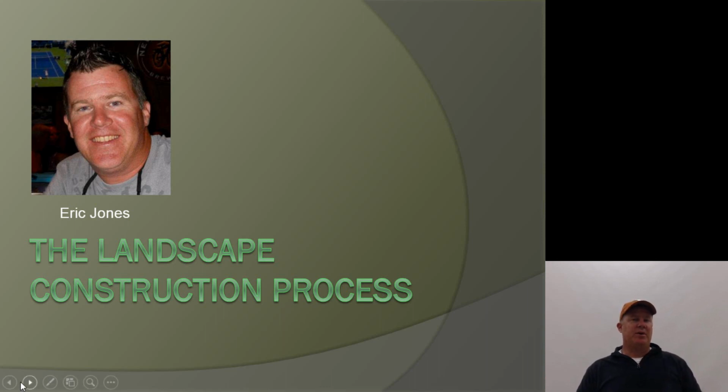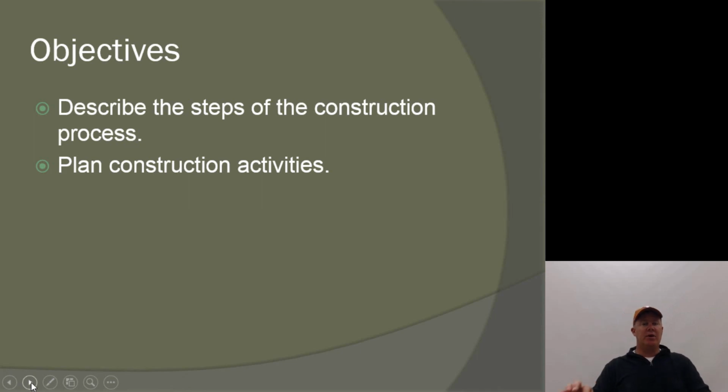And towards the end, we'll talk a little bit about scheduling these projects, especially if you're working for a large home builder or a larger general contractor, some of the ways that we may be scheduled into the project. So the objectives of the course: we're going to describe the steps of the construction process, all the way from pre-planning, site preparation, demolition, protection of existing structures, grading, utilities, site work, all that's going to be talked about. And then again, like I said, we're going to talk about the planning of these construction activities and where we, as landscape contractors or irrigation contractors, will fit in to the construction process.